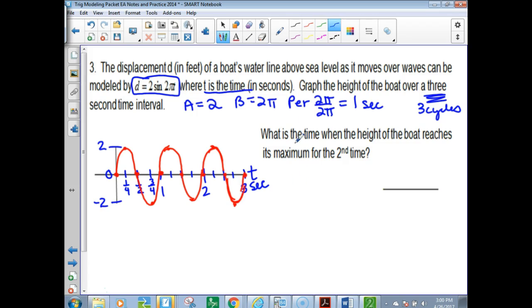All right. What is the time when the height of the boat reaches a maximum for the second time? The first time was right here. The second time would be right here. So we're finding out what this time is. If our interval was a quarter, this would be 1 quarter, 2 quarters, 3 quarters, 4 quarters, 5 quarters, 1 and 1/4. Okay? So 1 and 1/4 seconds.